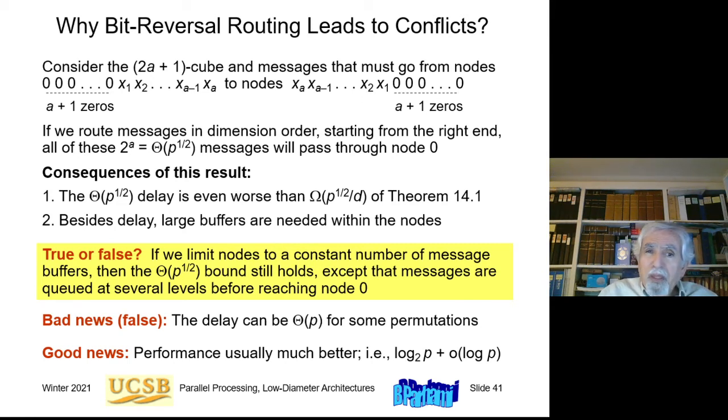Therefore, there will be order square root of p messages that all want to go through the same node, and therefore the worst case delay is order square root of p. Notice that this is even worse than the bound that we established with the theorem we discussed earlier, which was order square root of p divided by log p for the hypercube.